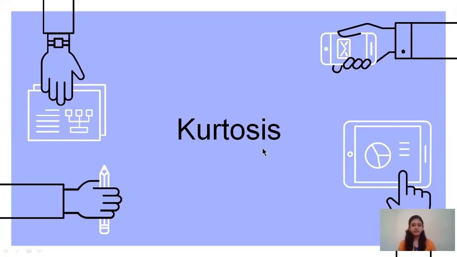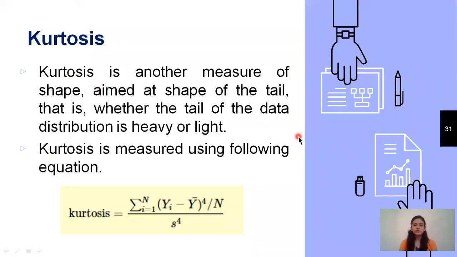Welcome to my lecture. Today we will see two topics, that is kurtosis and box plots. Starting with kurtosis, what is kurtosis? This topic is related to histograms. You have already studied what a histogram is and what skewness is related to histograms, that is, whether it is left skewed, right skewed, or symmetrical. So this kurtosis is related to histograms again.